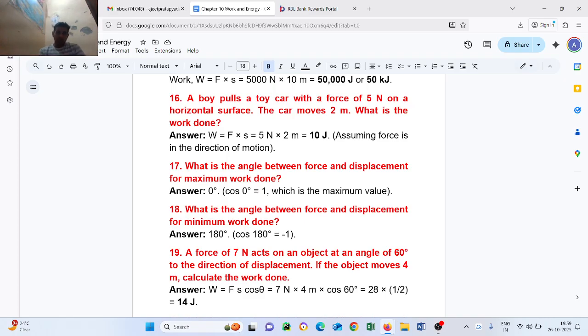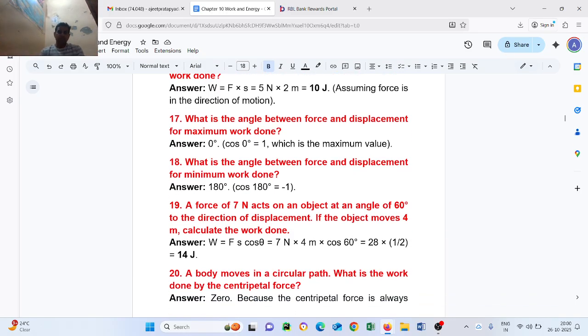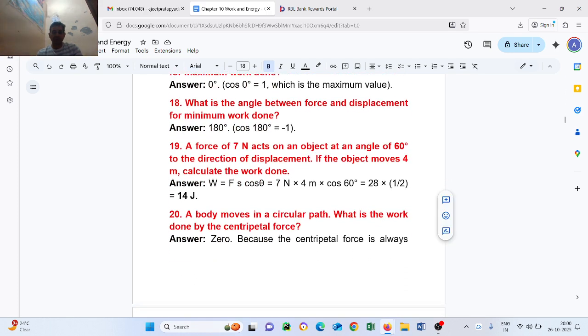Question number 19. A force of 7 Newton acts on an object at an angle of 60 degree to the direction of displacement. If that object moves 4 meter, calculate the work done. Answer: W equal to Fs cos theta, 7 Newton multiplied by 4 meter multiplied by cos 60 equal to 28 multiplied by 1 by 2 equal to 14 joule.